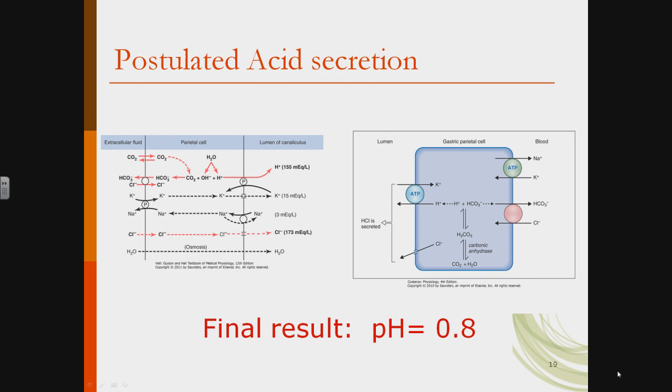Then on the side of the cell that faces the blood, we see in green our standard sodium potassium ATPase. It kicks out 3 sodium for every 2 potassium that's brought in. You also see in pink that the bicarbonate that was made through this enzymatic reaction is kicked back out into the blood and chloride is brought in. The chloride will follow along with the hydrogen that's pumped out into the lumen, and that's where we get our hydrochloric acid. The pH of the contents in your stomach are typically around 2, but they can even get below 1, as low as 0.8, and that's phenomenal.